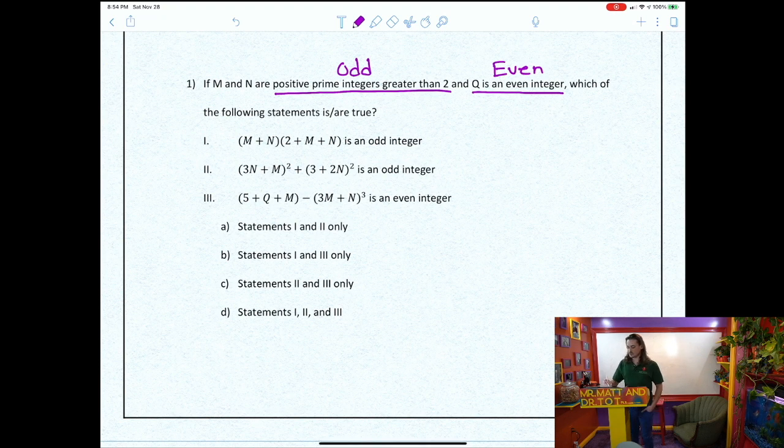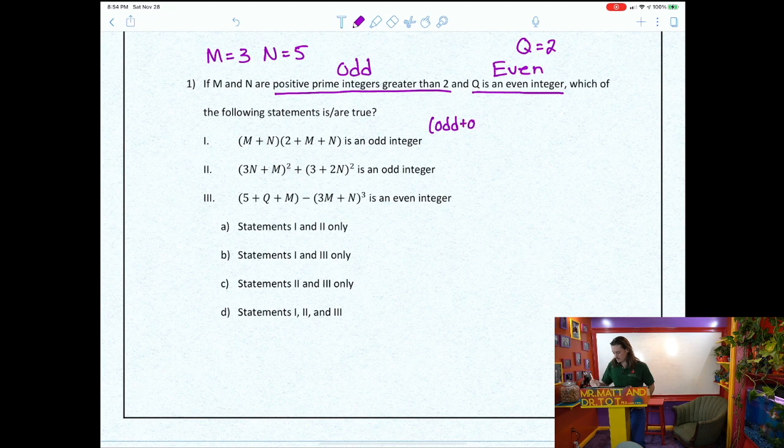So to pick easy to work with numbers, maybe m would be 3, n would be 5, and q would be 2. So you could sub in and evaluate, but let's think about these conceptually because usually it's a little bit quicker. So m plus n, that's going to be an odd plus an odd, times 2, which is even, plus m, which is odd, plus n, which is odd. So an odd plus an odd will be an even. An even plus an odd will be odd. That odd plus another odd is going to be even.